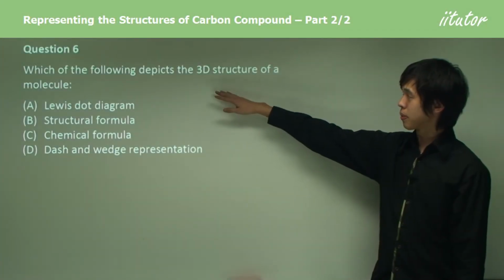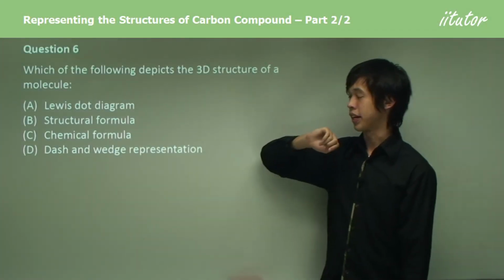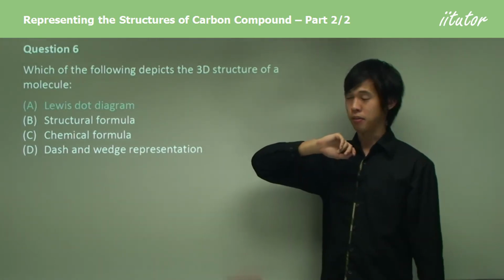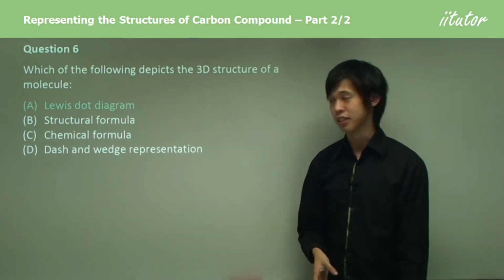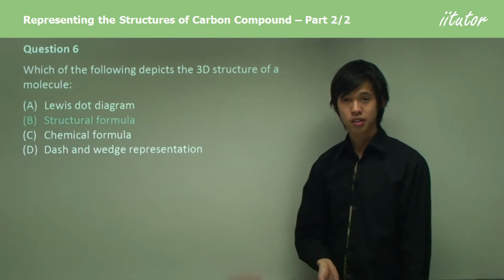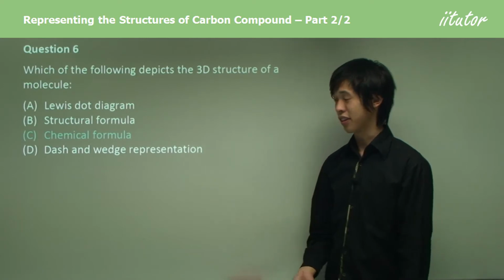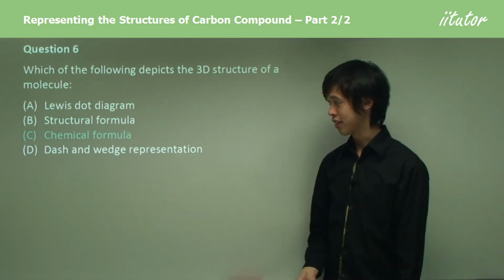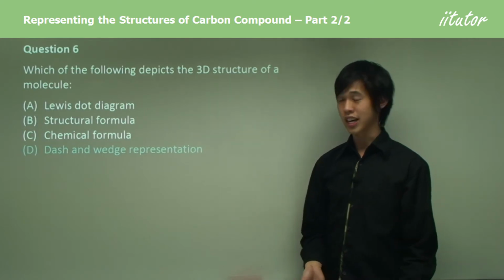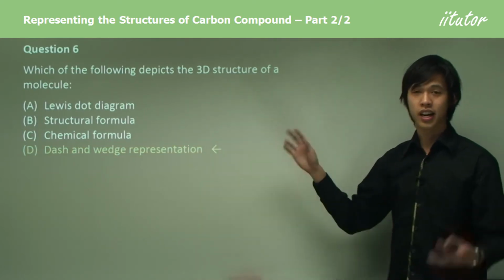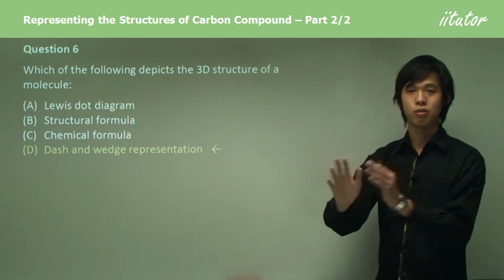Which of the following depicts the 3D structure of a molecule? Okay, so 3 dimensions. So Lewis dot diagrams? No. We know they only show you in 2 dimensions. Structural formula? Again, only shows you in 2 dimensions. The chemical formula shows you even less than the structural formula. So again, that's incorrect. So the dash and wedge, as we just mentioned, is correct. And it will depict the entire 3D structure, but on a 2-dimensional picture.